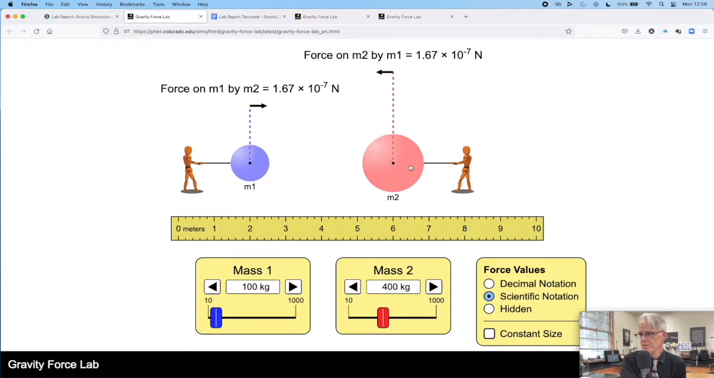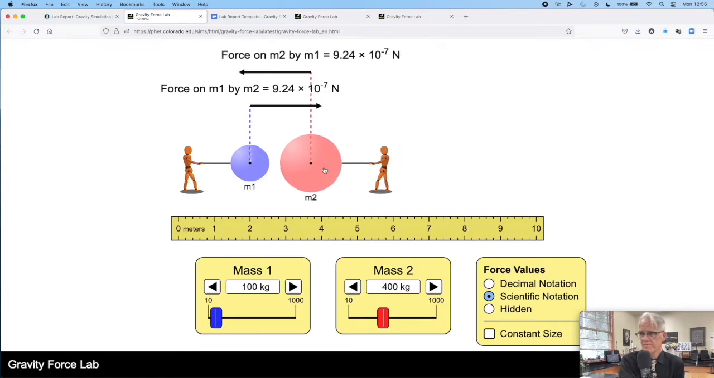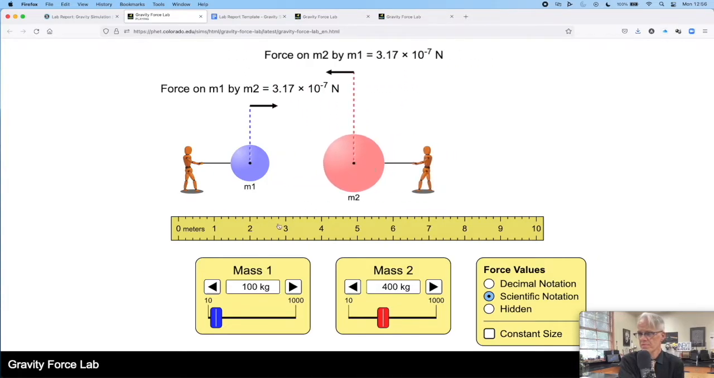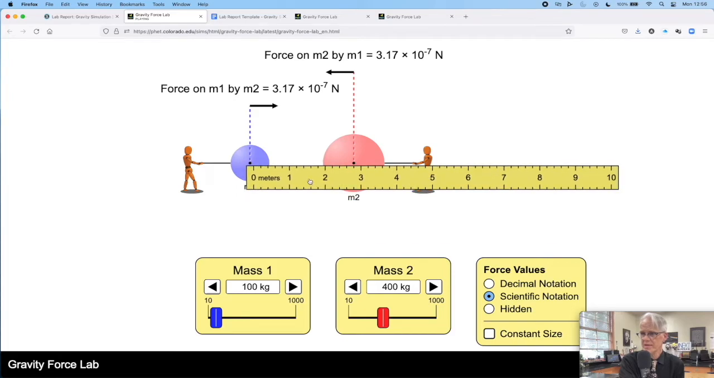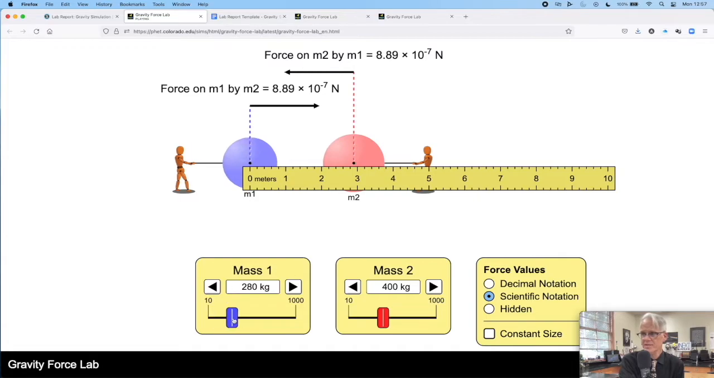So what we can do is take these masses and move them back and forth. We can measure between the centers of the two in meters here. And we can change the mass of each one down here.